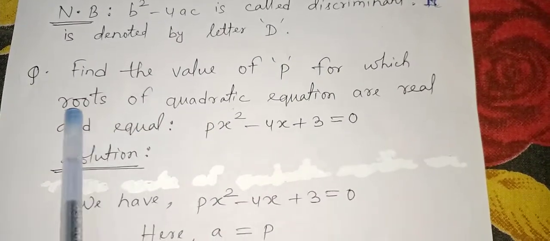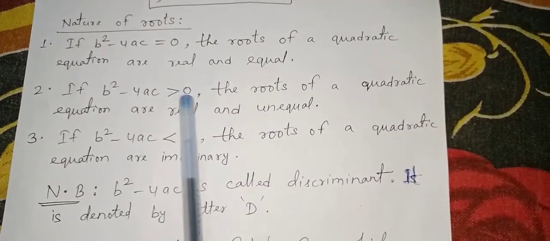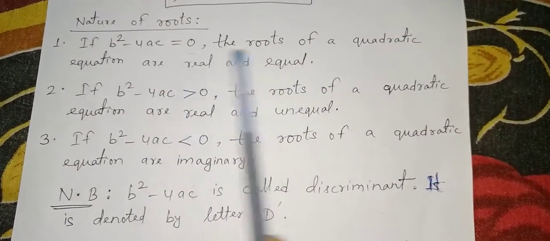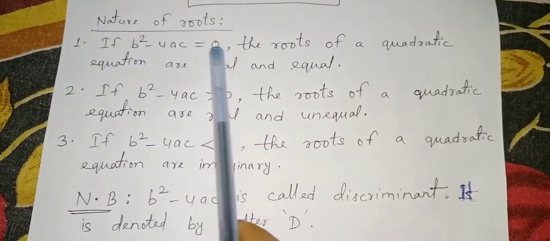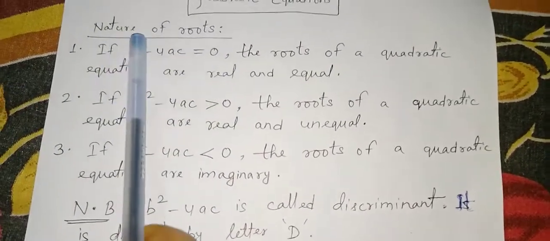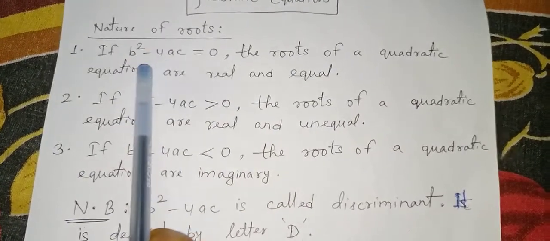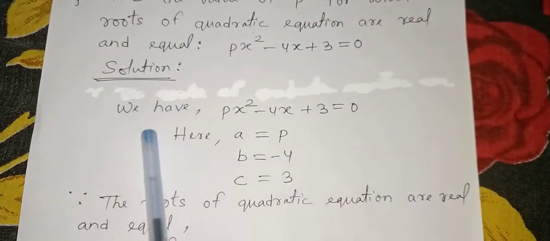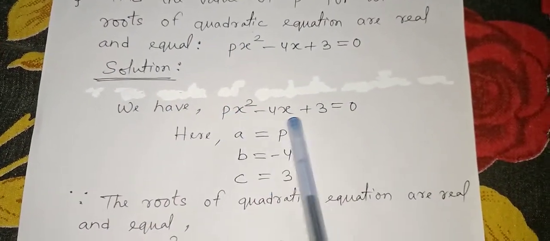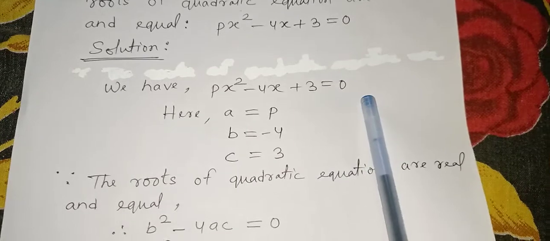And they are saying the roots are real and equal. So when the roots are real and equal, we say b square minus 4ac is equal to 0. So now we can use the formula, the roots are real and equal, so b square minus 4ac will be equal to 0. So solution starts. We have this equation px square minus 4x plus 3 equal to 0.